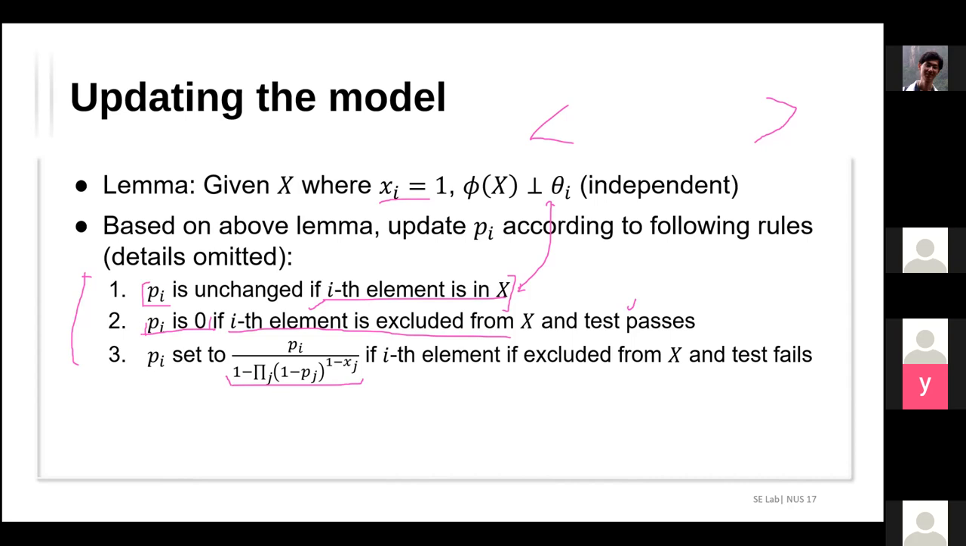So basically, it keeps sampling the so-called tests in the space until all the probabilities are either zero or one. So zero or one. Yes.